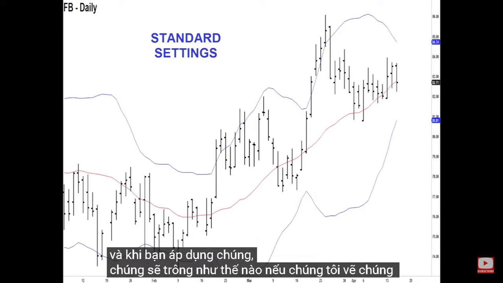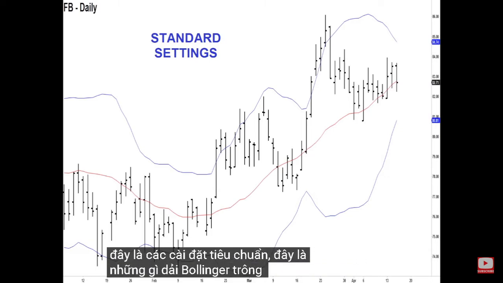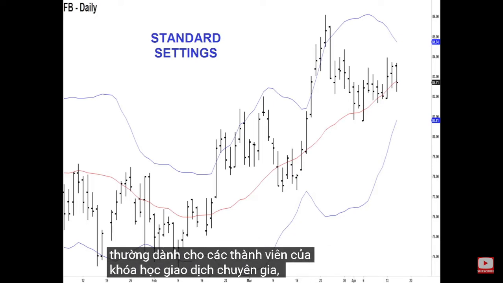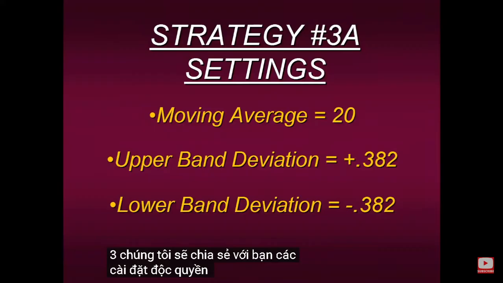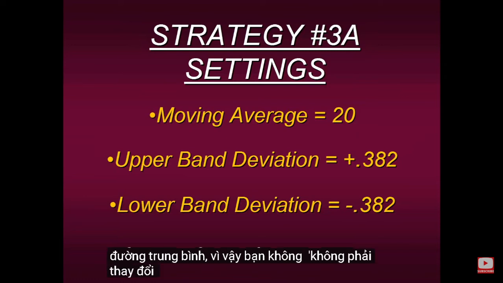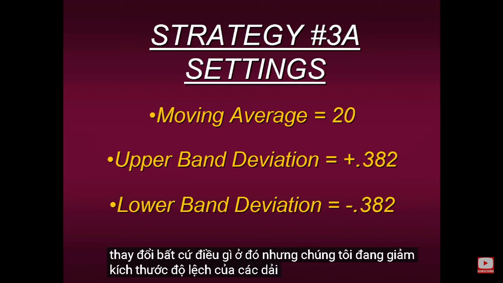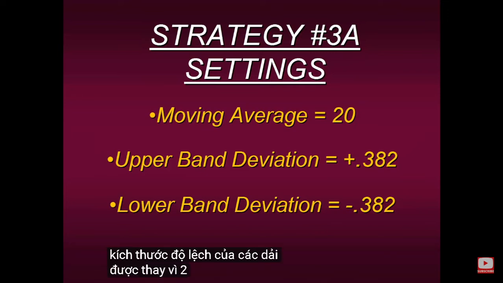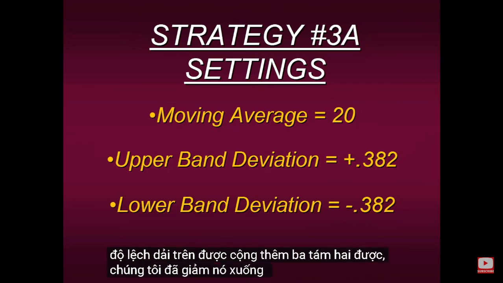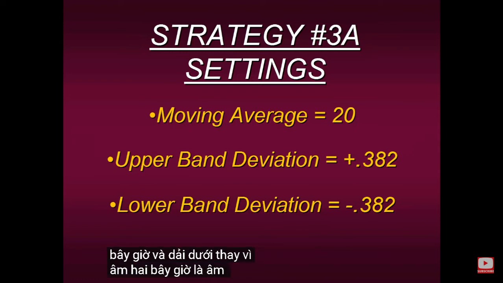That is your standard Bollinger Band settings, and once you apply them, this is kind of what they look like. If we plot them on an older chart of Facebook, this is what Bollinger Bands look like. All right, now we're going to share with you, usually reserved for members of the Specialist Trading Strategy 3 course, the proprietary settings. We're going to keep the moving average at 20. That's the middle line, so you don't have to change anything there. But we're reducing the size of the deviation of the bands. Instead of 2, the upper band deviation is plus 0.382. We've reduced it down to a fraction now. And the lower band, instead of -2, is now -0.382.